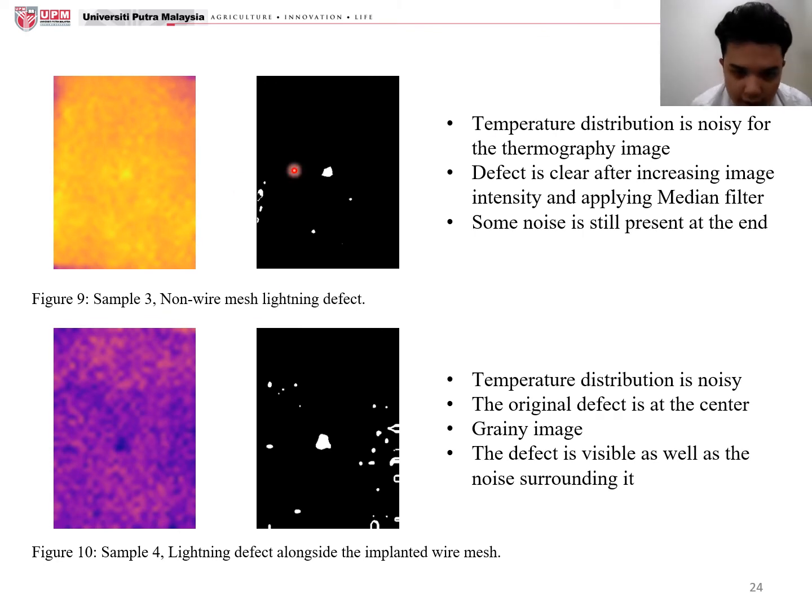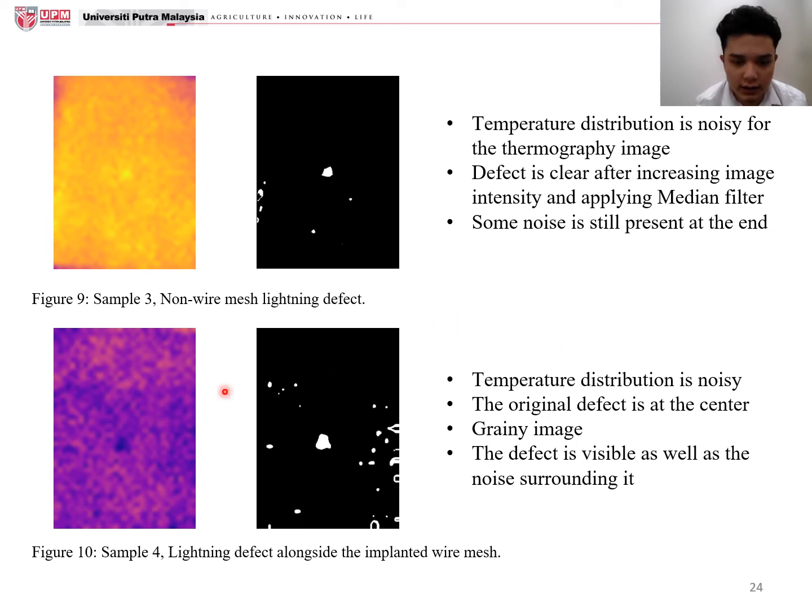For sample 3, before processing the image, the temperature distribution is noisy in the thermography image. After that, the defect is very clear after increasing the image intensity and applying the median filter. And after post-processing, some noise is still present at the end.